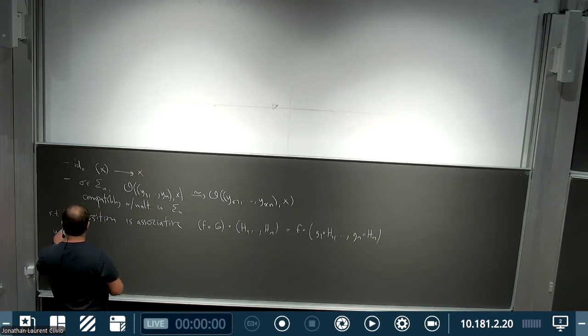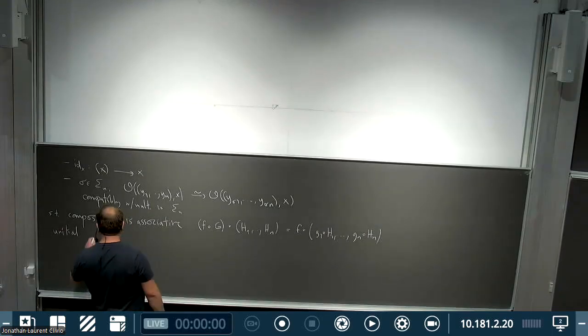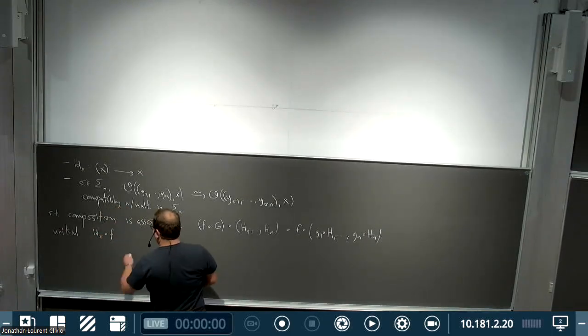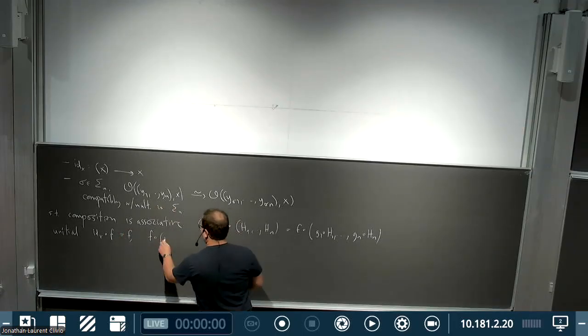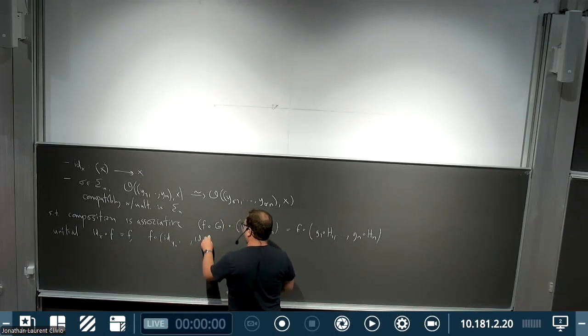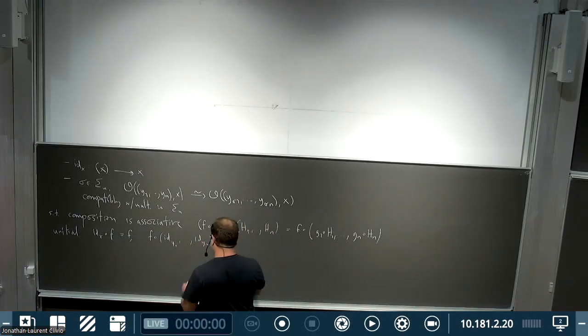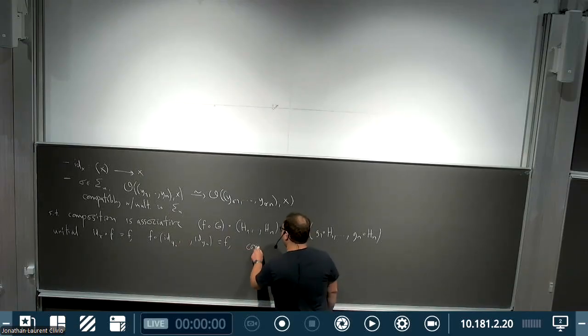The composition is also unital. If I compose with the identity, I get back the same operation: I take the identity composed with f on this side, but also if I take f composed with a list of identities, I get f. And finally, the composition should be compatible with these symmetric relations.